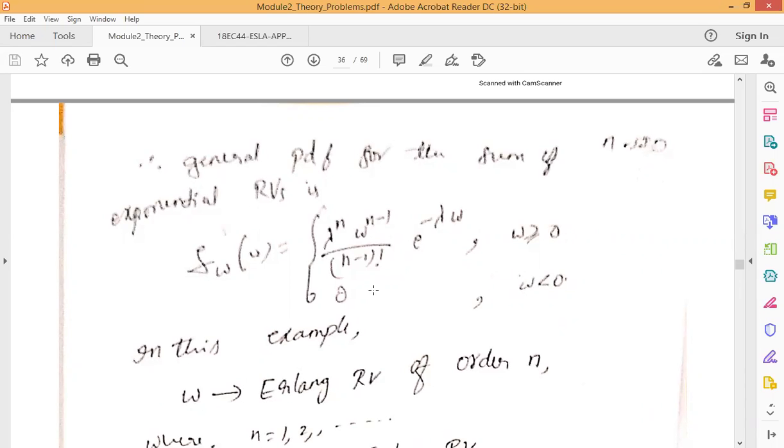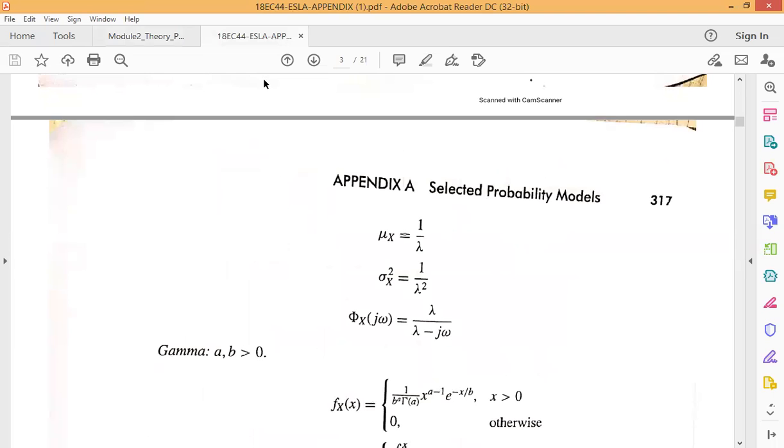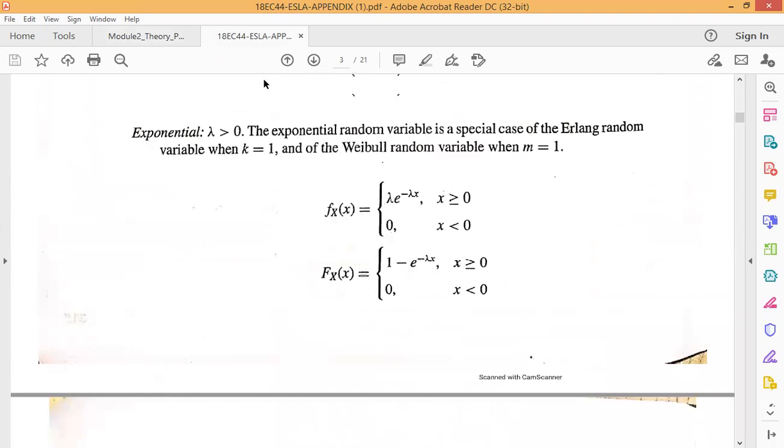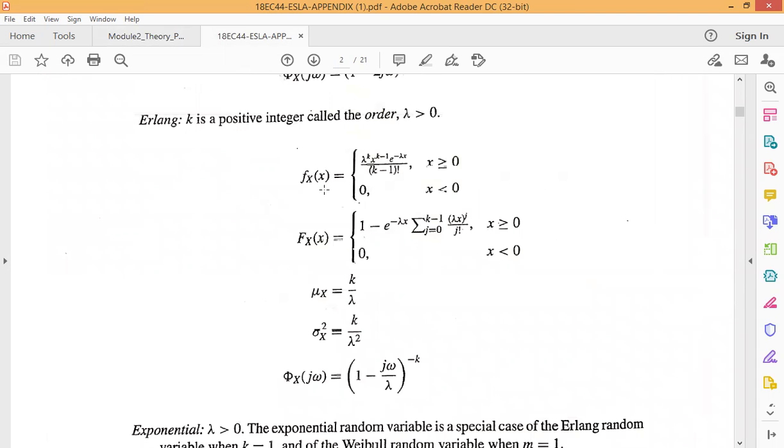So here you can show that whenever you add the exponential random variables, it results in the equation that you are going to get. This is nothing but the PDF of the Erlang random variable of order n, as you can observe here. Here you can see the equation of the Erlang: lambda to the power k, x to the power k minus 1, e to the power minus lambda x, divided by k minus 1 factorial, for x greater than or equal to 0.